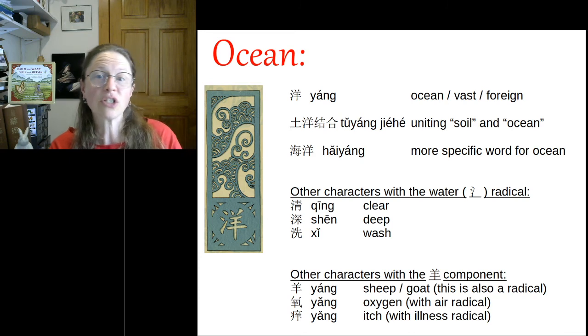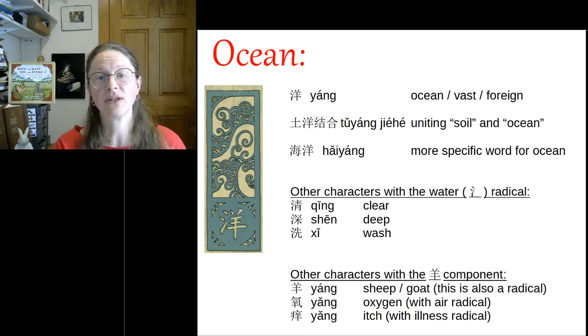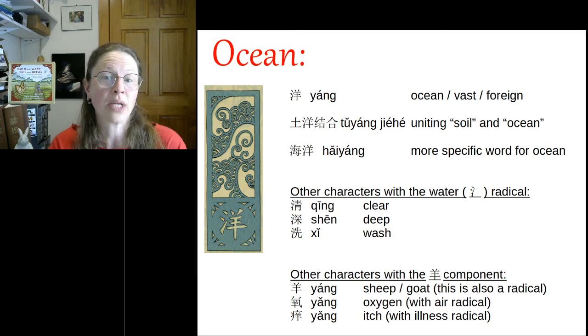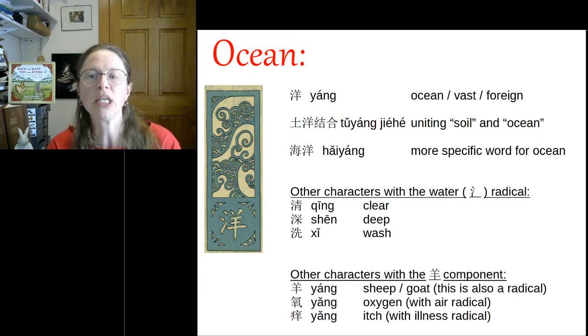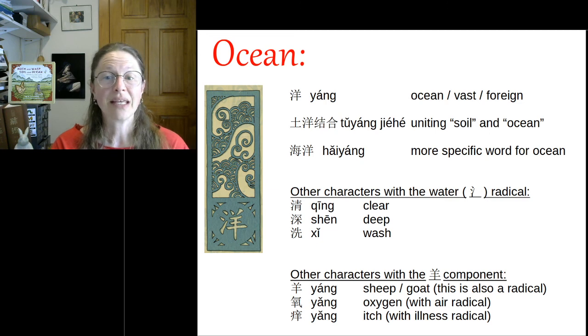And as with the characters for Moth and Wasp, the character yang for ocean also has a component that gives a very strong hint as to its pronunciation, because there are quite a few other characters that have that same right-hand component and are pronounced the same or similarly. So on its own, that component is itself actually a radical that means sheep and is pronounced exactly the same as yang, ocean. It's yang, sheep or goat. If it has the air or gas radical, it's yang and it means oxygen. With the illness radical, it's also yang and it means itch.